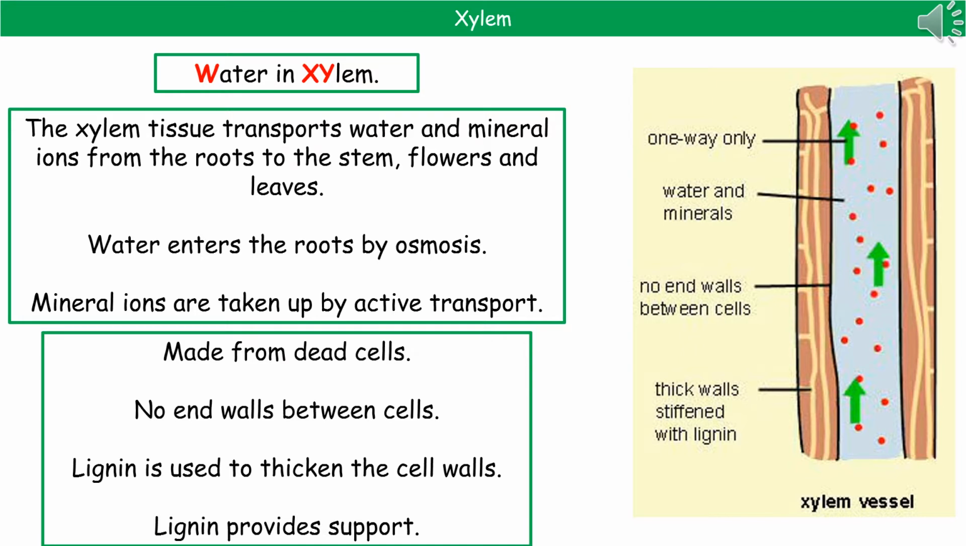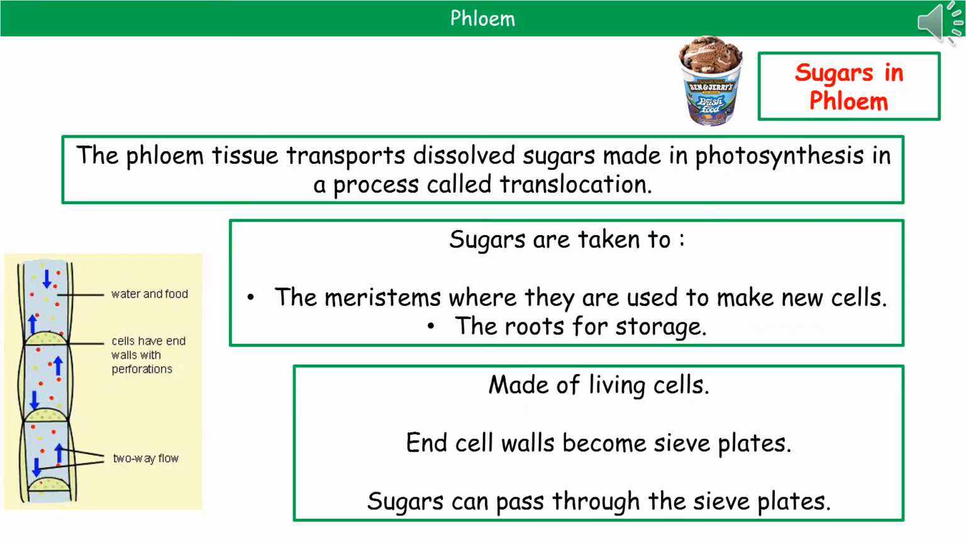We need to know a few facts about our xylem. It's made from dead cells that have no end walls between them, and it's got lignin that thickens the cell walls to provide support. The second plant transport tissue is phloem, and this is going to transport the dissolved sugars that are made in photosynthesis in a process called translocation. So the sugars will be taken to places like the meristems, which is where they're used to make new cells, or to the roots where they can be stored.